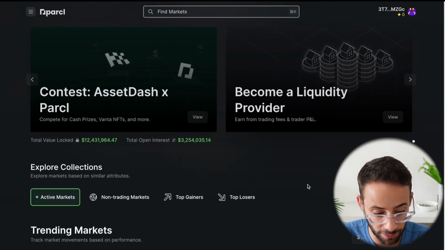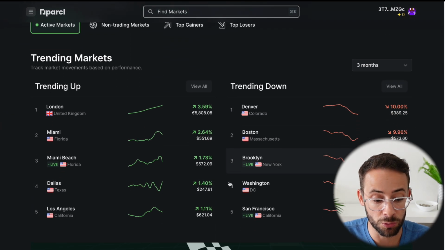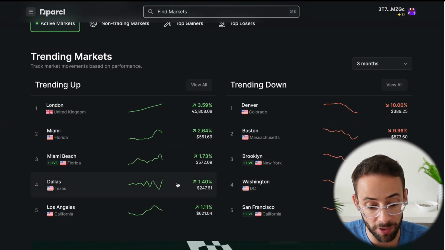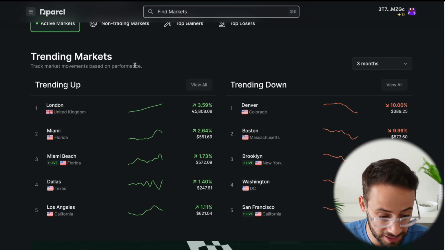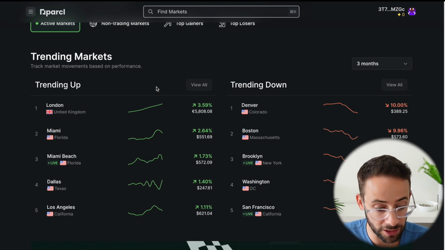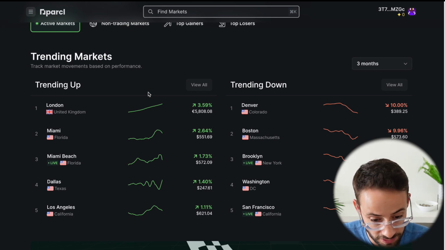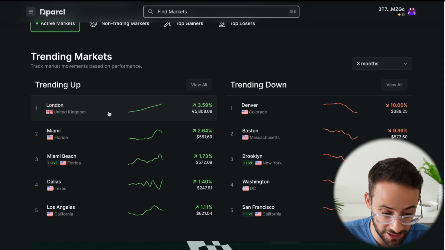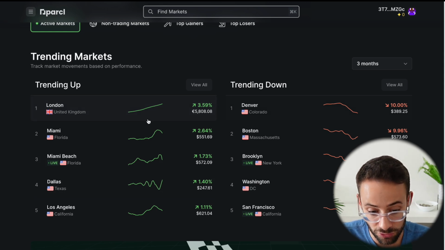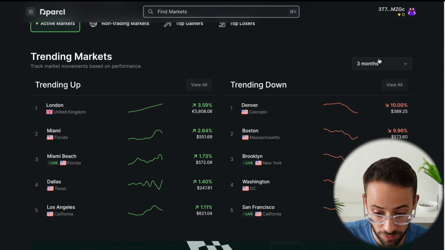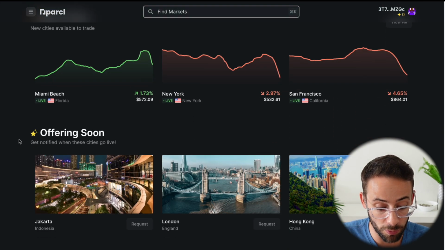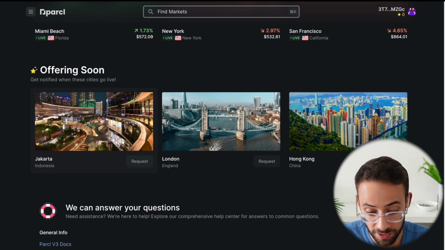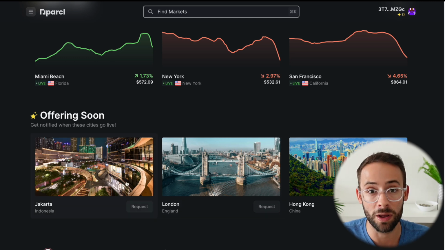So let's start with the absolute basics. On the home page here, you can see what markets are trending up and what markets are trending down. So you can see that it's organized by cities around the world, although definitely a lot of them are located in the US. So you can actually invest in real estate in these cities and you can decide whether or not you think it's going to go up or down. Now, while there's definitely a heavy focus on the US real estate markets at this point, there are plans to expand into other global cities as well. So you can keep an eye on this to see when they are going through.